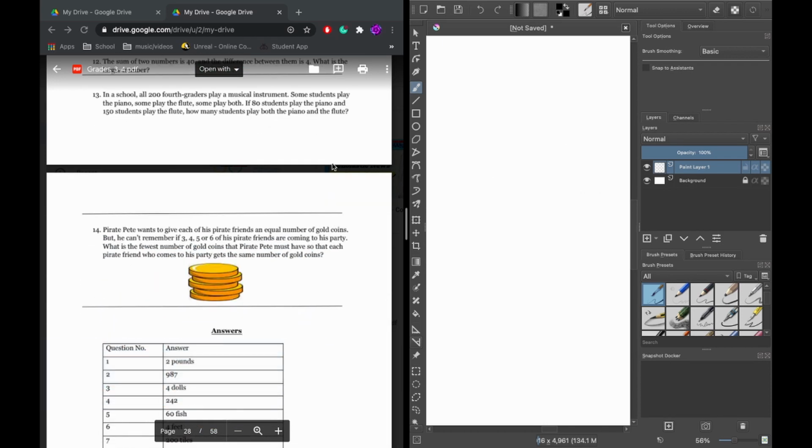Pirate Pete wants to give each of his pirate friends an equal number of gold coins, but he can't remember if 3, 4, 5, or 6 of his pirate friends are coming to his party. What is the fewest number of gold coins that Pirate Pete must have so that each pirate friend who comes to his party gets the same number of gold coins?